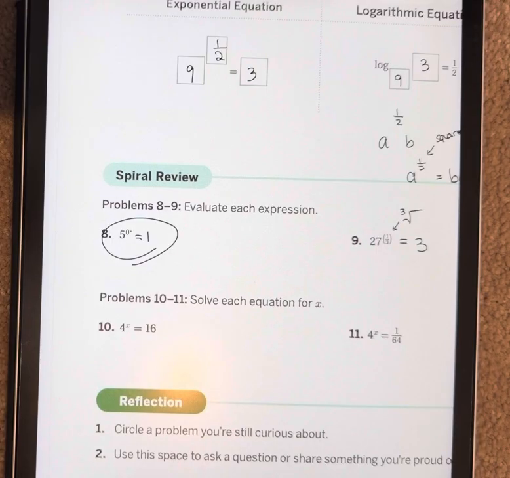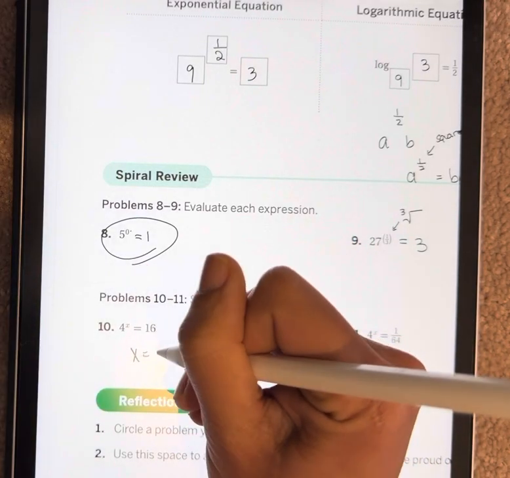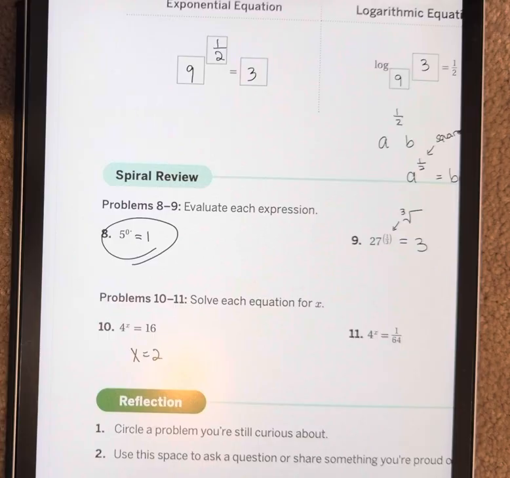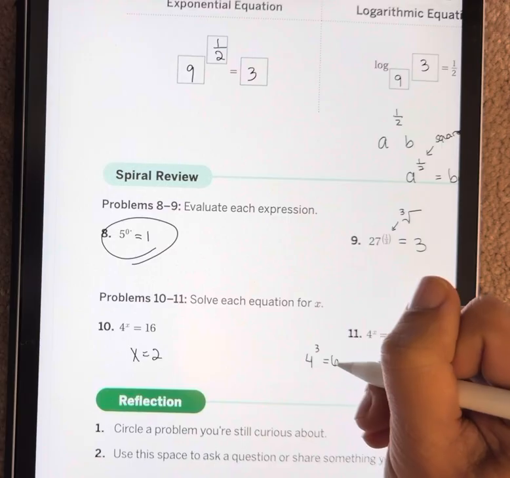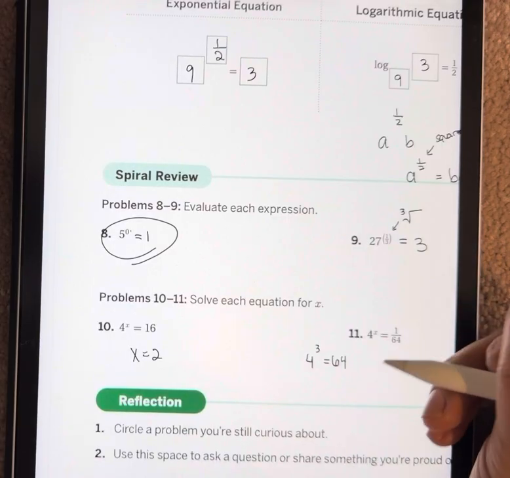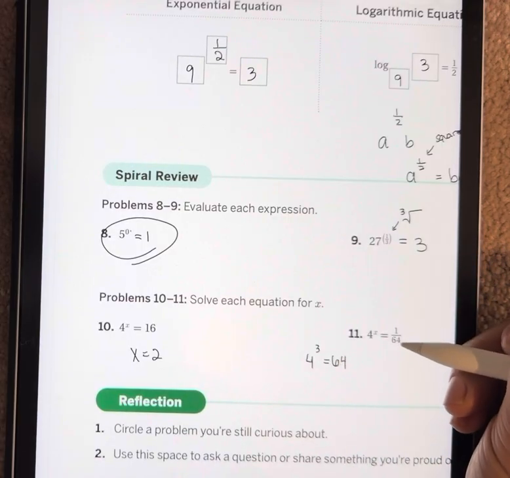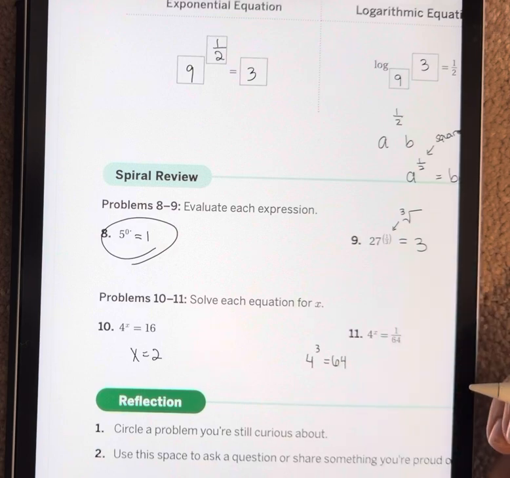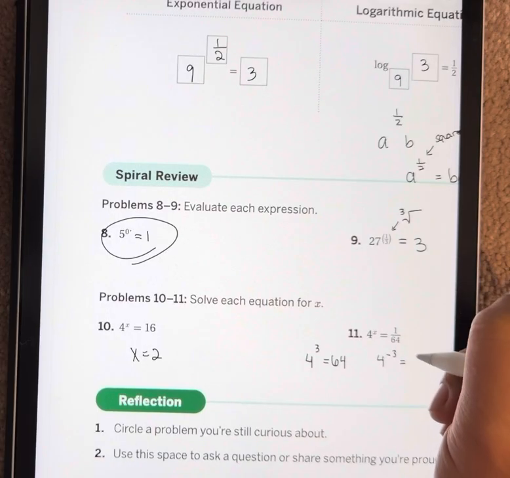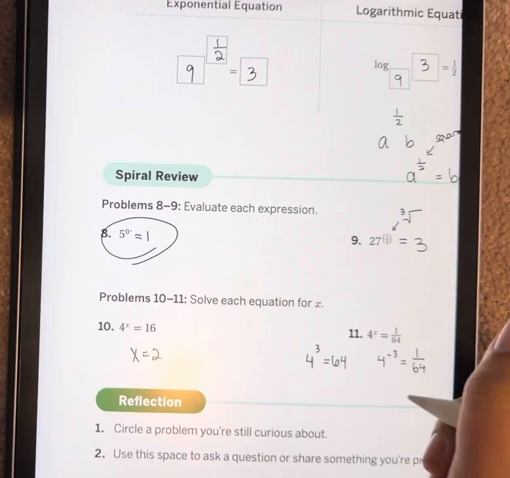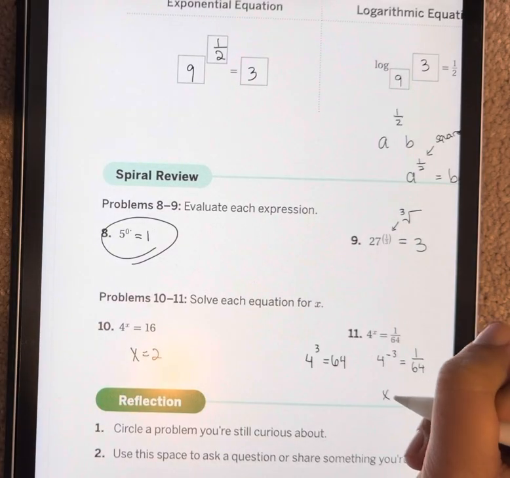So 4 to what power is 16? X is 2. 4 squared is 16. And 4 to what power is 1/64? Well, 4 to the 3rd power is 64. But what exponent will make it flip, will make it do the reciprocal? A negative one, okay? So in our situation, we have 4 to the negative 3rd equals 1/64. So x equals -3 here.